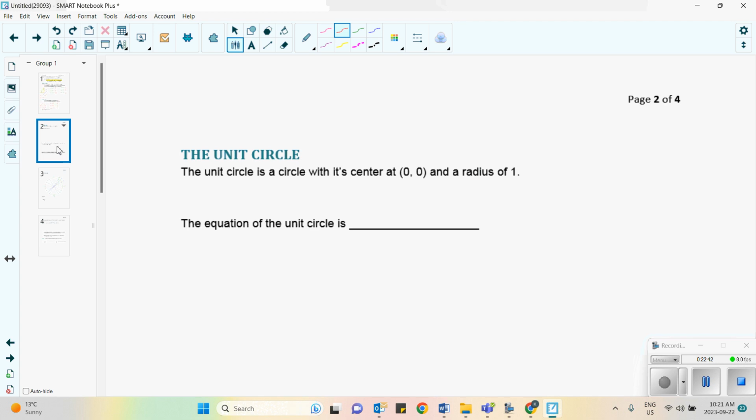Okay, the equation of the unit circle. Oh boy. Okay, we used to teach circles as an entire unit, and it's sad that it's broken down into one line.